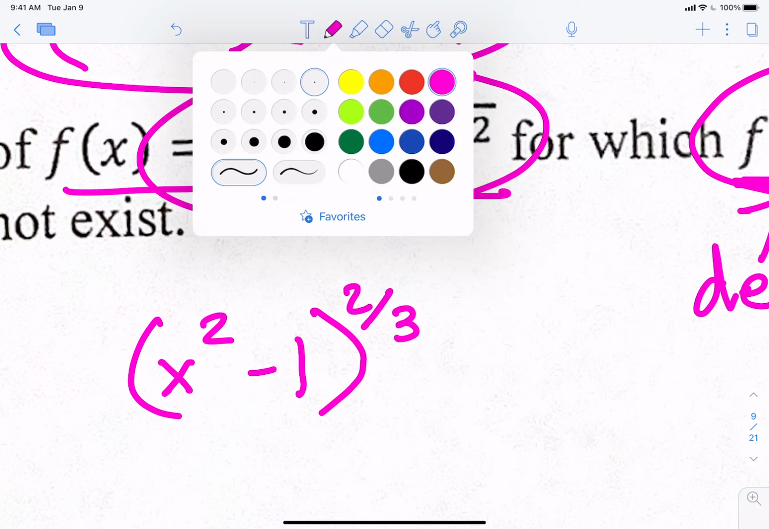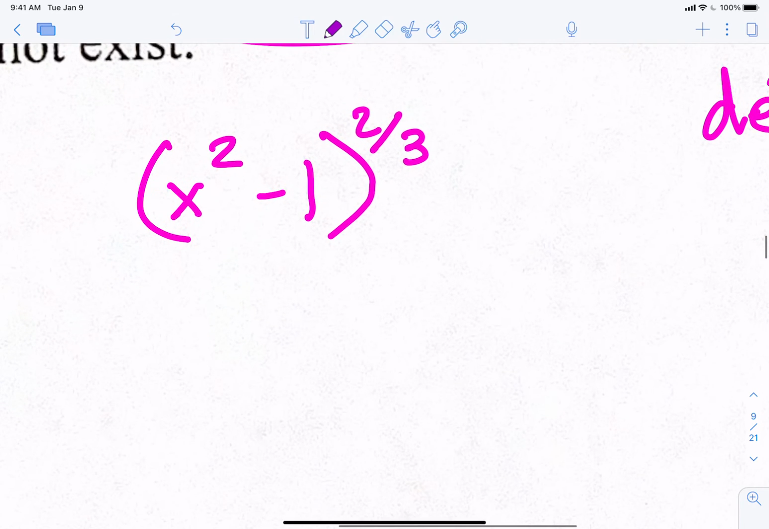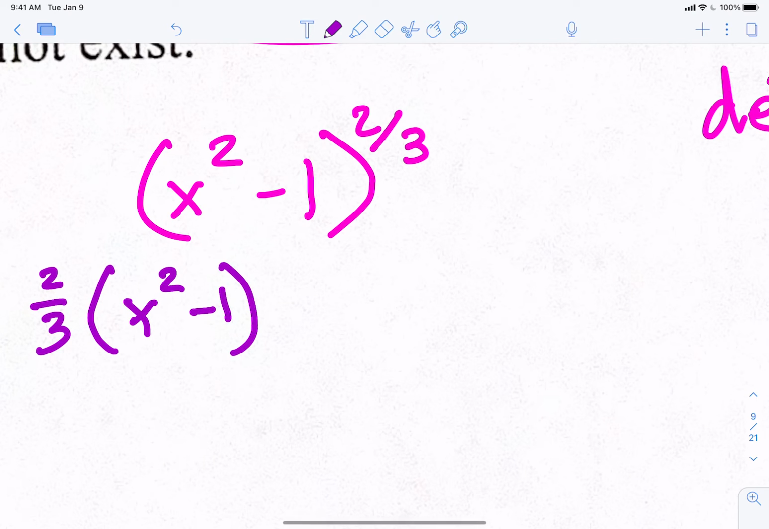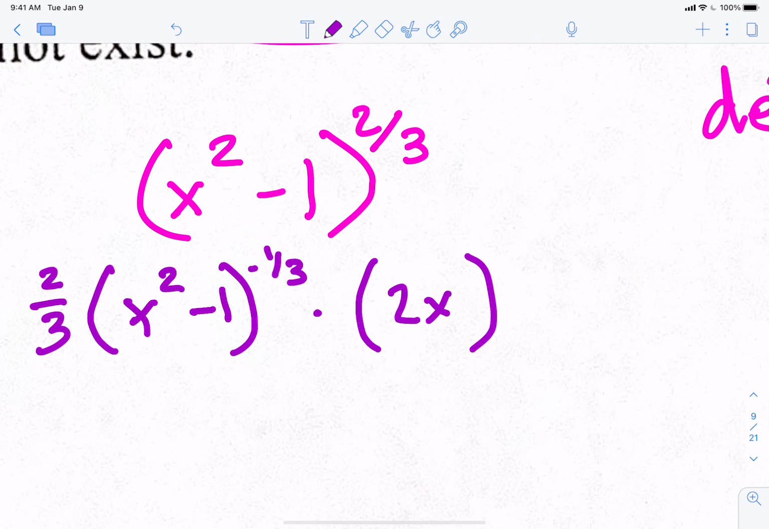I'm going to do the chain rule. Now I'm taking the derivative. So, first thing, move the exponent to the front. 2/3 comes down in front. Leave the middle. What's 2/3 minus 1? Negative 1/3. And then you multiply by 2x, because that's the derivative of the inside. The derivative of x squared minus 1 is 2x, yeah?